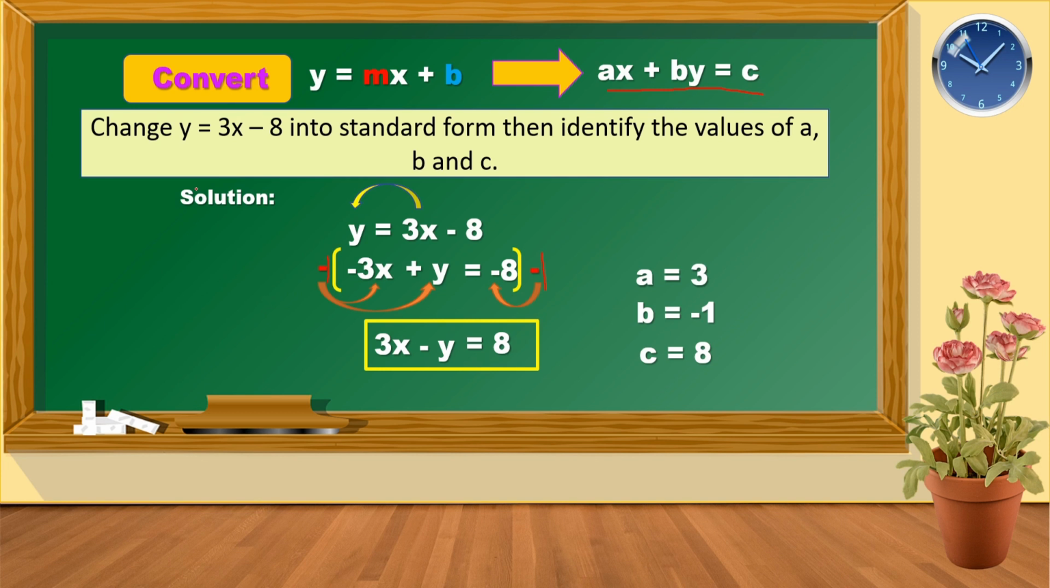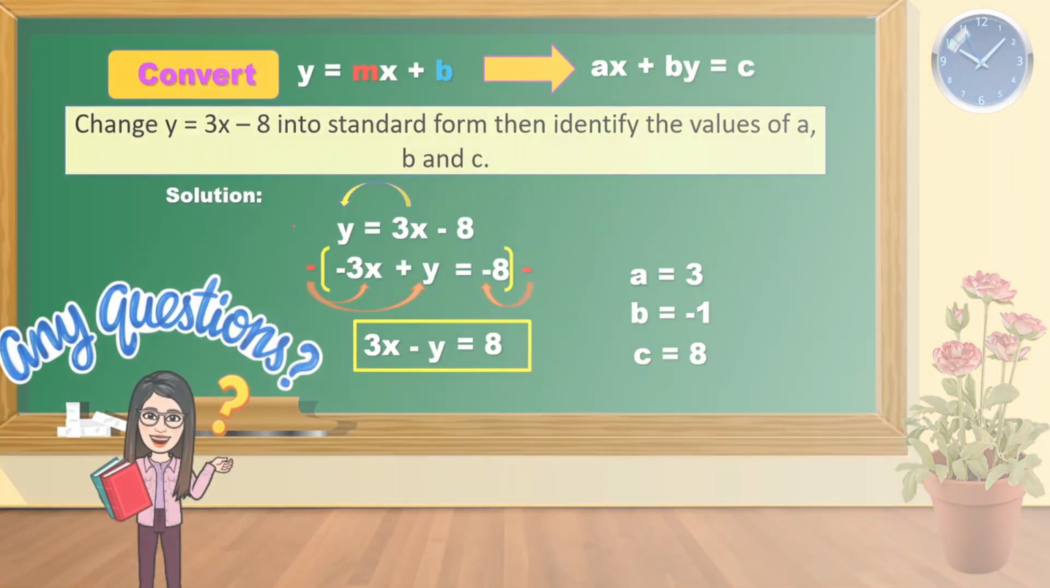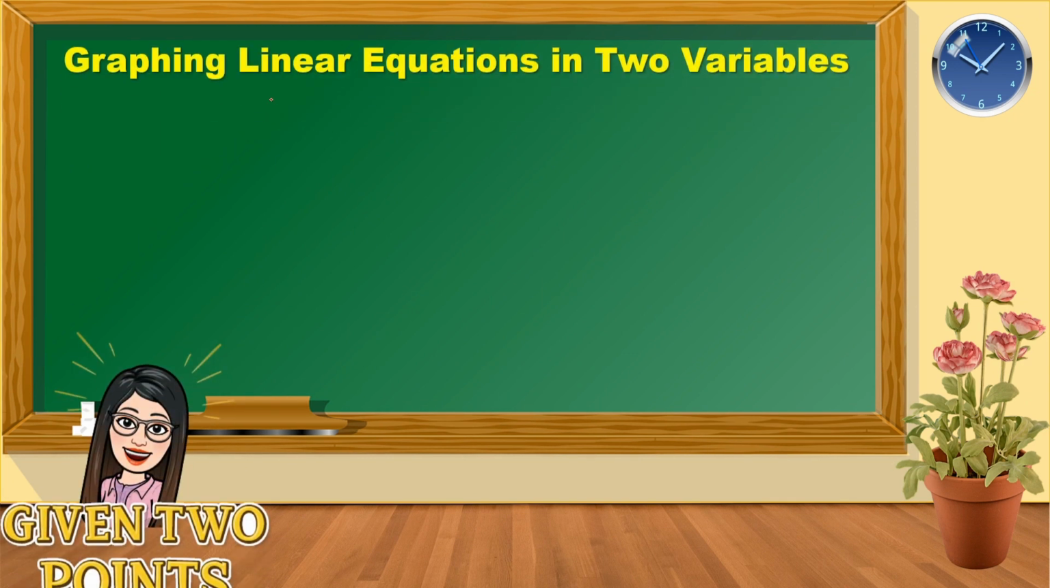Okay? So, we're done discussing converting standard form into slope-intercept form and vice versa. Let's now move on to graphing. Okay, there you go. So we will now graph linear equations in two variables given 2 points. So given 2 points, how do we graph linear equations?